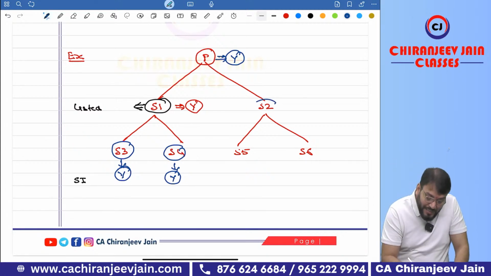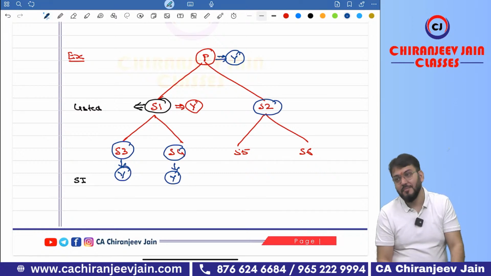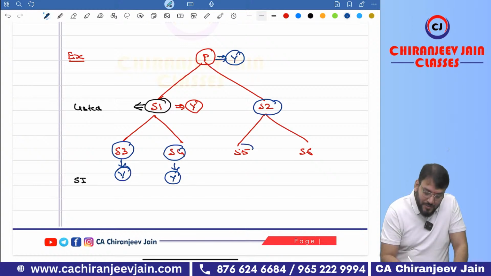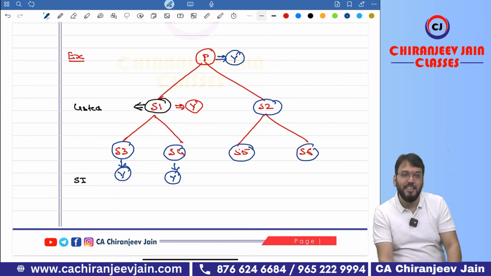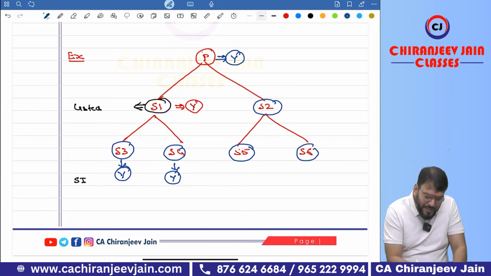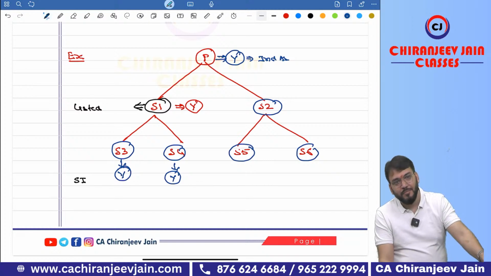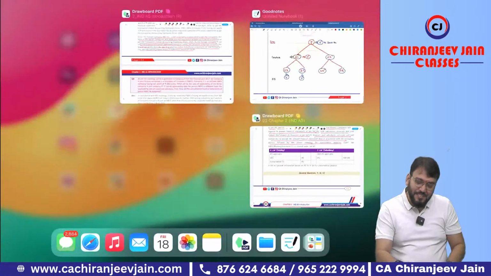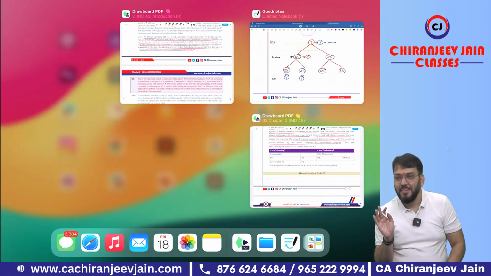Now, to S2, Ind AS applicable, not applicable? Yes or no? How many are saying yes? How many are saying no? Not applicable. Why you are saying no? That of this parent company you are saying it is yes. Ind AS is applicable or not? Very good. Means you have understood the fact. Means this is known as interpretation of act. The answer is no only.